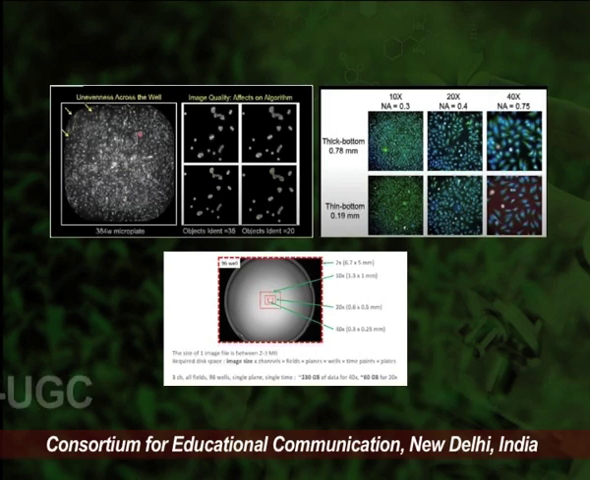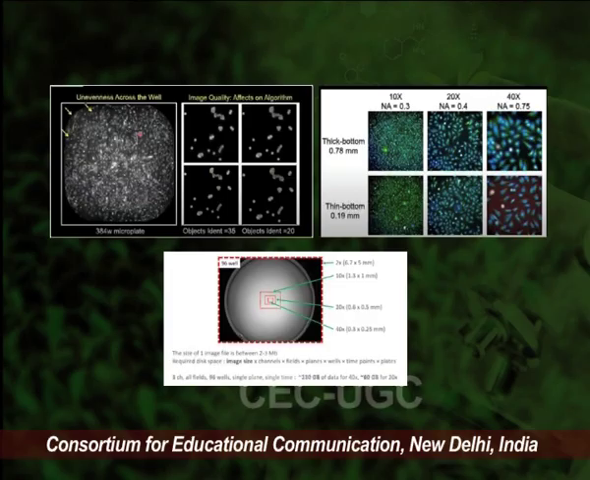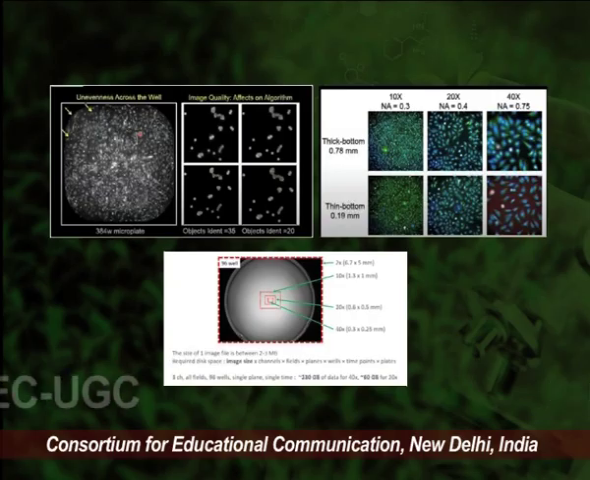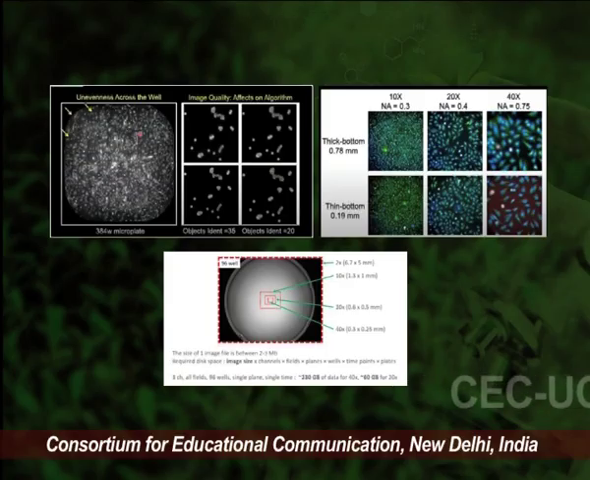If we see the first image on the left side, this is an image of a well that is captured in a 96 well plate. You can clearly see that the image in the central portion of the well is quite sharp, but if we look at the edges of the plate, the image becomes slightly blurred.